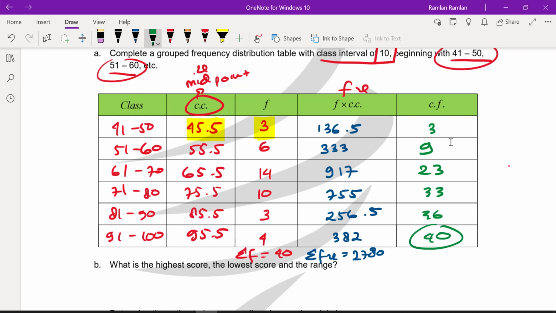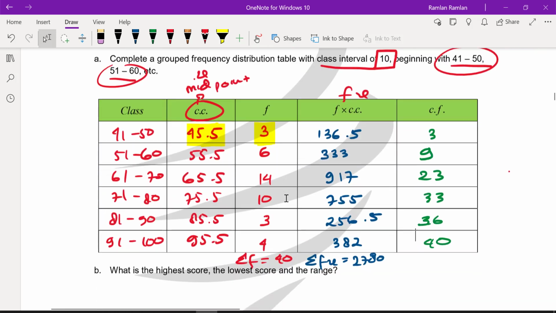So again, guys, you need to check whether this one and this one are the same. If you don't have the same number, it means that you might have missed something in the calculation. Okay, so we have filled all of the table here. So let's go to the next question.